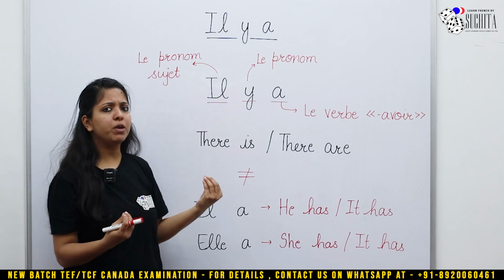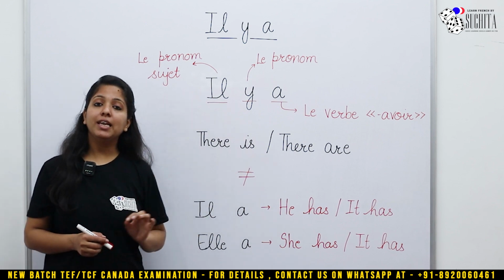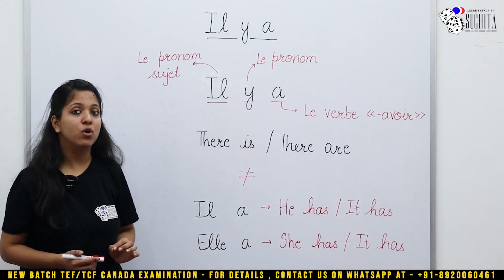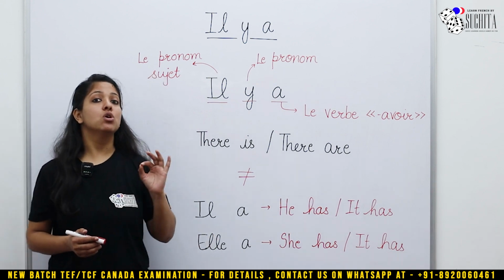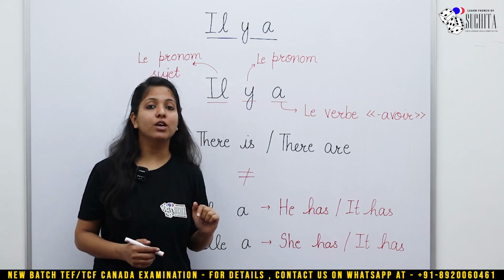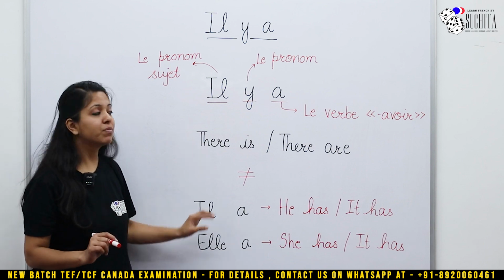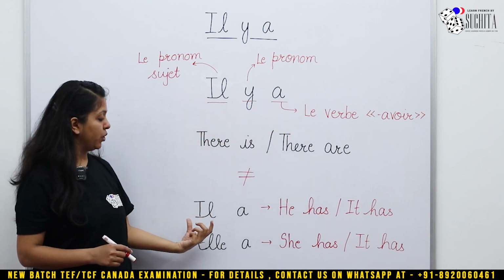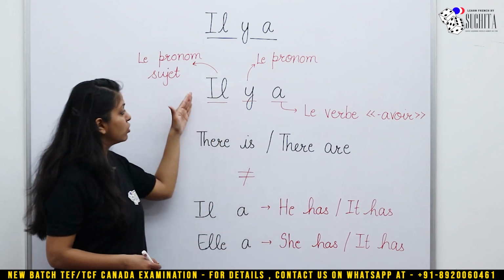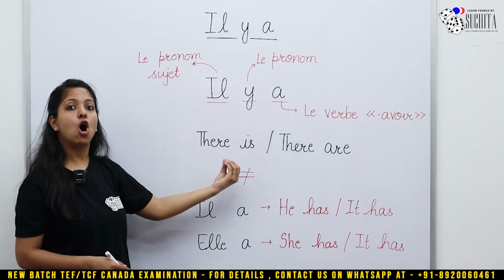Now, I have seen a lot of people confusing il y a with il a. That's not equivalent. No. Il y a is there is or there are. But il a or elle a, that's actually the verb avoir. If you do not know the verb avoir and how to conjugate it, I'm dropping the link in the card above for the video wherein I have explained the verb avoir. You can watch that video and then come back here again. So il a. Remember, it's not il y a, that's il a. Now, il a means he has or it has. Or elle a, which means she has or it has. So these two are not equivalent. Il a, he has or it has. And il y a, which means there is or there are.